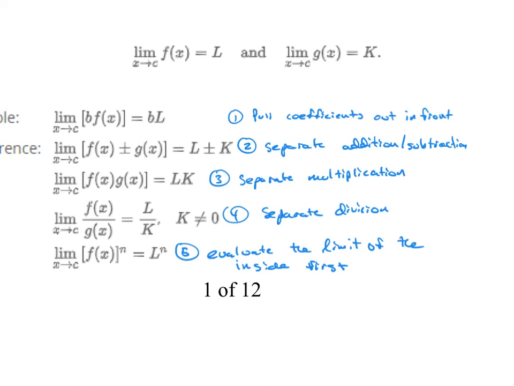With coefficients, you pull them out in front. With addition and subtraction, you can separate them. Multiplication, just do each part individually. Division, just do each part individually. And then you can evaluate the limit of the inside first and then raise it to the power. We'll see all of these in action in the next pages.